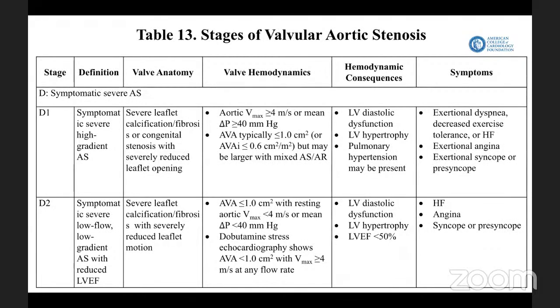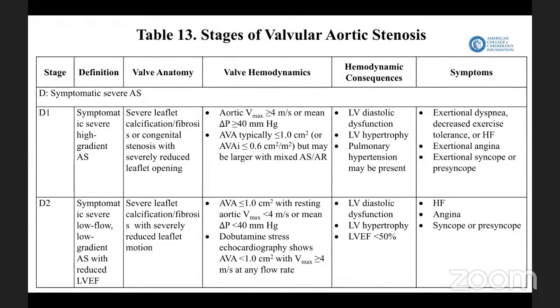For hemodynamic consequences, patients might have LV diastolic dysfunction or LV hypertrophy, pulmonary hypertension, all may be present, and the symptoms are usually exertional dyspnea, decreased exercise tolerance, heart failure, or exertional angina, or exertional syncope or presyncope.